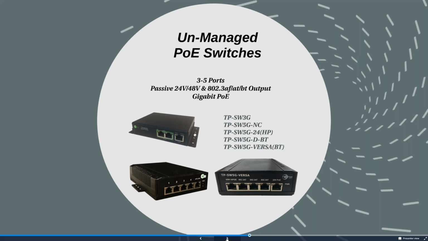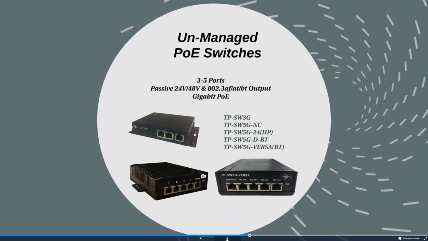So the SW5G-NC, NC stands for non-compliant or passive. So what voltage you put in is the voltage you're going to get out on those 4 PoE ports. The SW5G24, and there's also an HP version, which stands for high power, is a 10 to 36 volt input and converts all 4 ports to give you 802.3 AT up to 70 watts. The HP will be up to 140 watts.